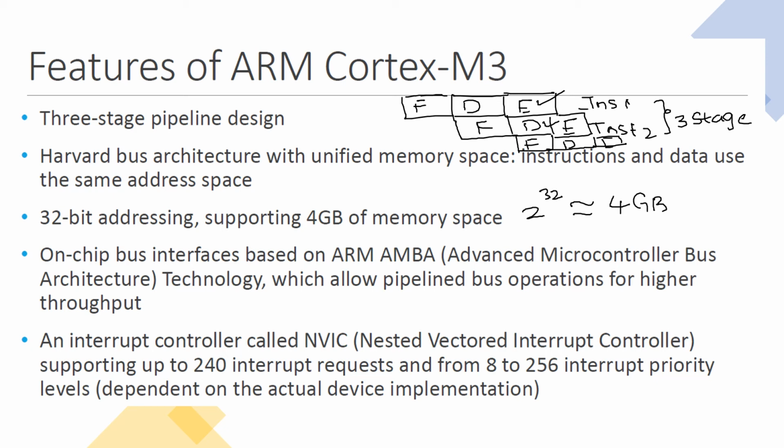The bus interface used by ARM is the AMBA bus, that is Advanced Microcontroller Bus Architecture. Usually we see this kind of AMBA bus in mobiles nowadays. It also has an interrupt controller called the nested vectored interrupt controller, which supports 240 interrupt requests and from 8 to 256 interrupt priority levels. So different levels are there. What these NVIC and all are, we shall see in detail shortly.